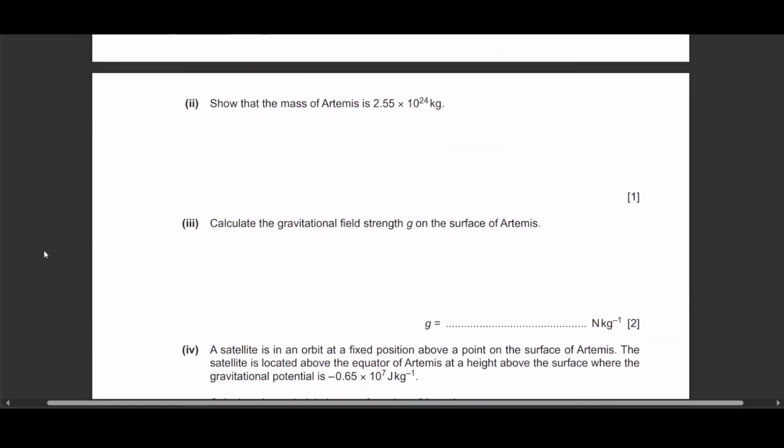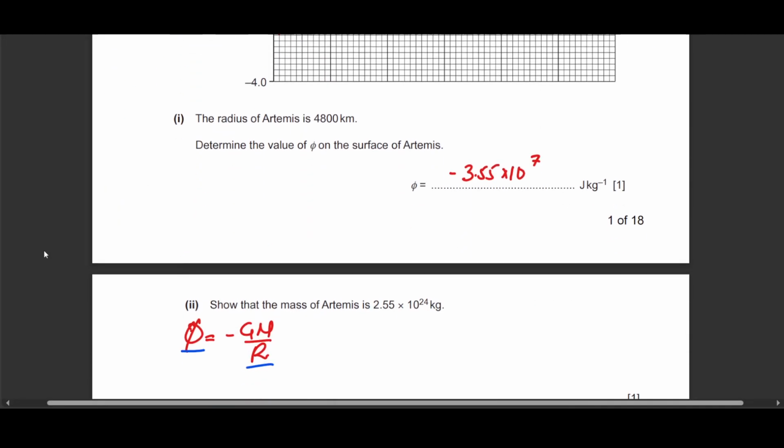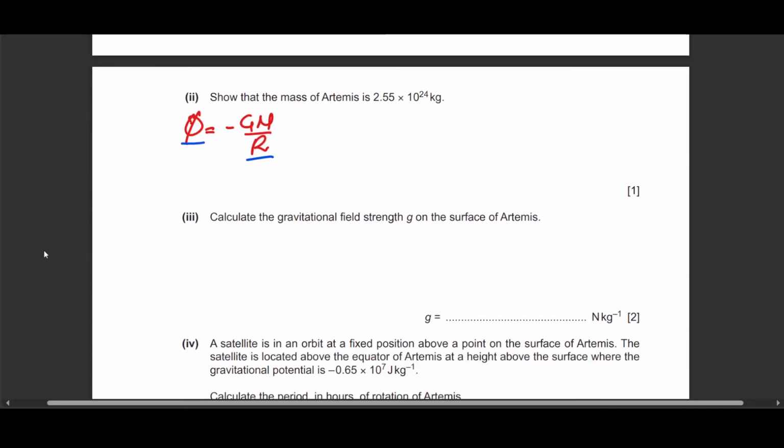The next part is show that the mass of Artemis is 2.55 into 10 to the power 24, which is easy to do because the formula of potential you already understand is going to be negative GM over r. So it's just a matter of replacing the values. We already have the value of phi from the previous part, and we already have the value of r from the center up to that point. You can also choose to use a different value, for example, this one or this one. But it serves no purpose because we have already found one value at a given situation. So it will be a good idea to use that value which has already been given to you.